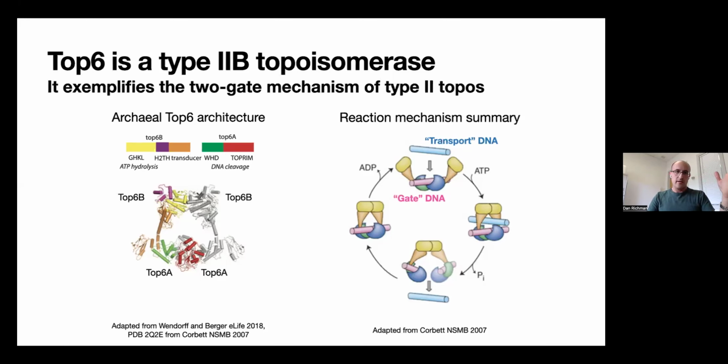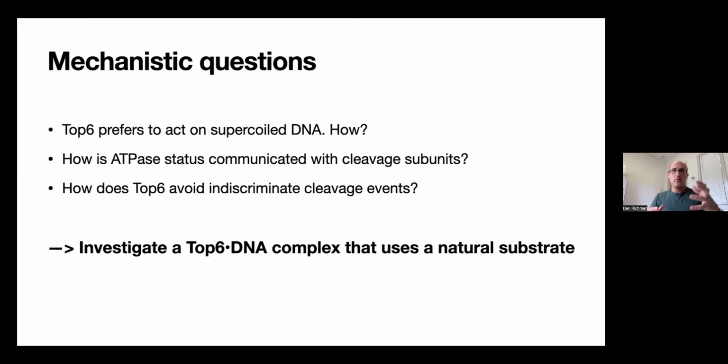So we want to answer these basic mechanistic questions. Like, we know from previous biochemical studies that it prefers to bind and act on supercoiled DNA as opposed to just any long floppy substrate, for example. How does it recognize that supercoiled substrate?